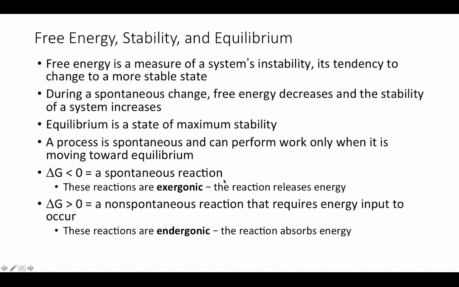Exergonic reactions are going to tend to bring your system to a more stable state. Endergonic reactions are going to tend to bring your system to a less stable state by the input of energy. And if delta G equals 0, that's a reaction that's at equilibrium. So it's at its maximally stable state.